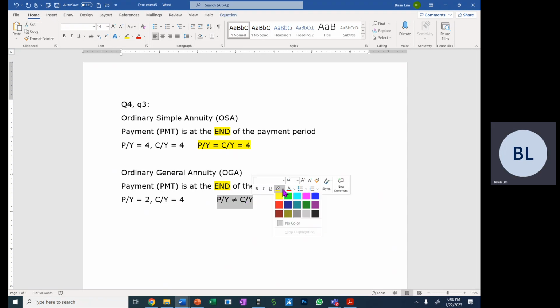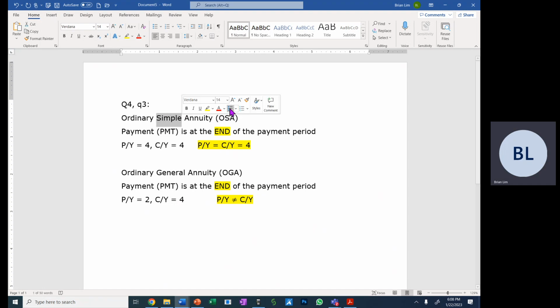So that is why that is the example of an ordinary general annuity. That's why it's general. This one up here was simple. Simple means that these two are equal. General means that they are not equal, or unequal. So there we are.